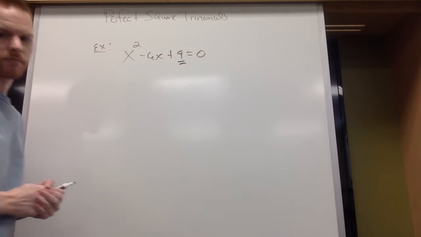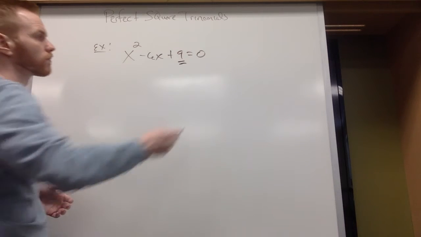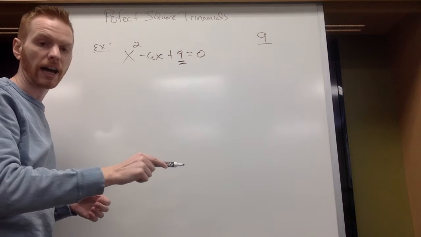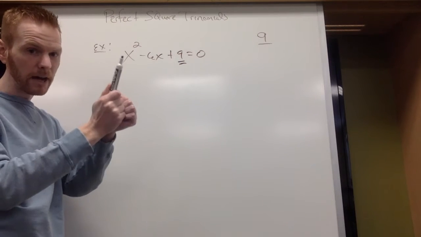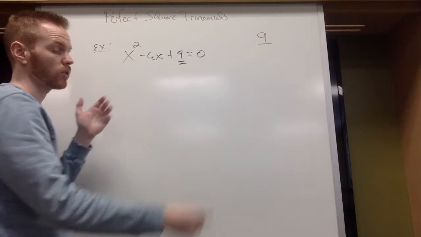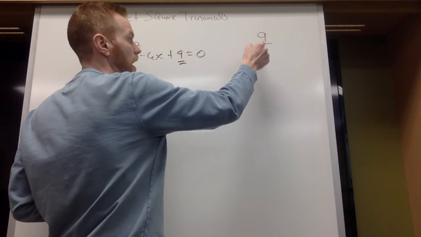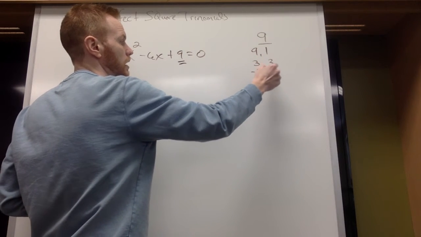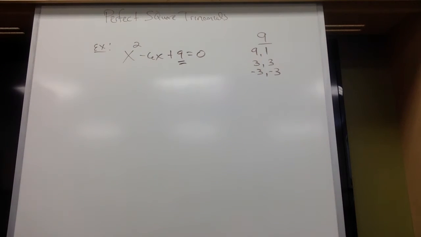Look at the C value in this guy. It's 9. So here's the goal. You're going to come up with factors of 9 that when I add them up, I get negative 6. Okay, so I'm going to list some. We could do 9 and 1, 3 and 3, negative 3 and negative 3. Pause the video and vote.